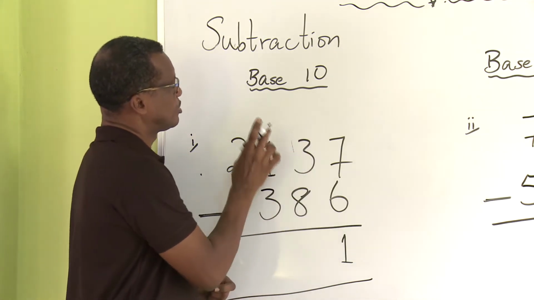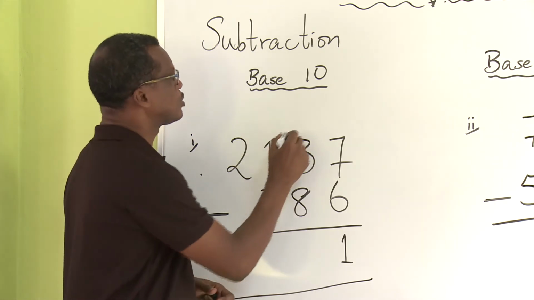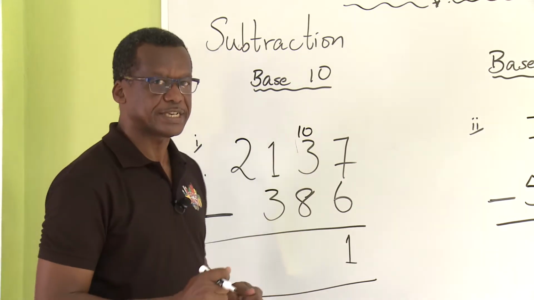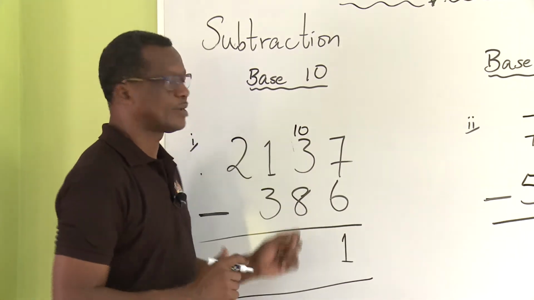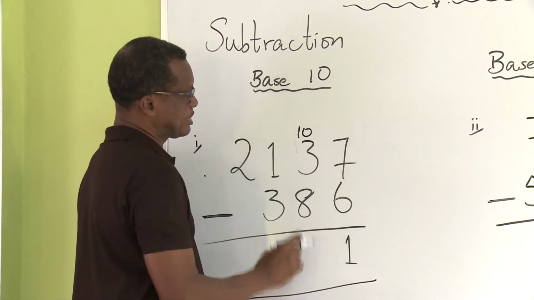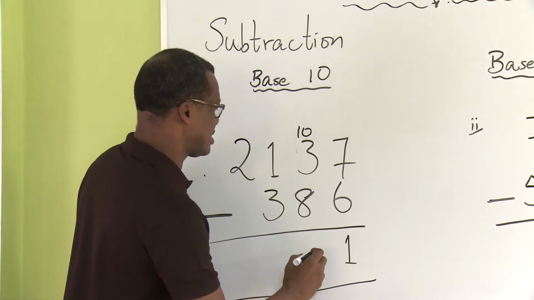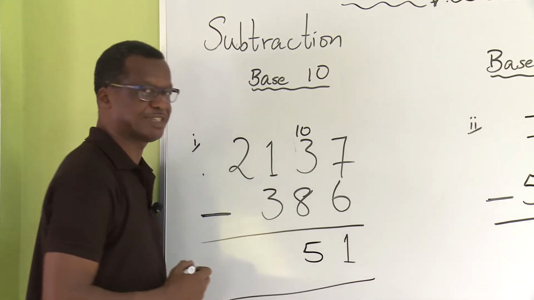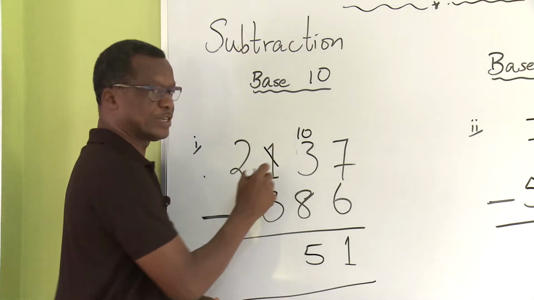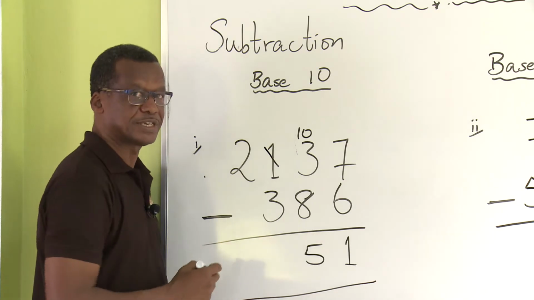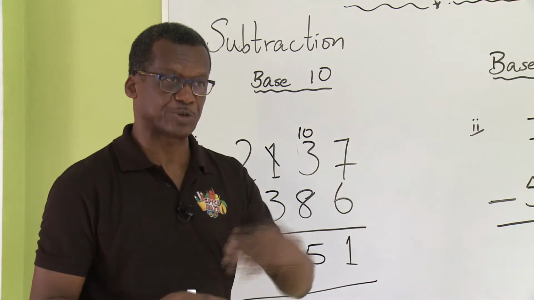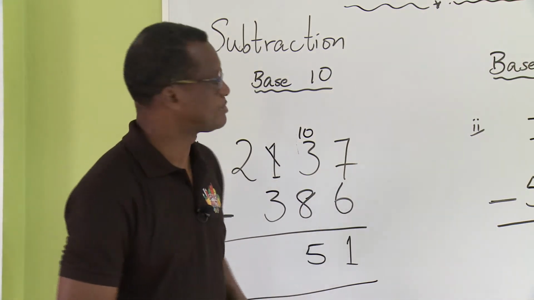We had to regroup one of the hundreds into 10 groups of tens, and that 10 groups of tens were added to the 3 groups of tens before the subtraction could take place. Now we can subtract 13 groups of tens, take away 8 groups of tens, gives me 5 groups of tens. Now remember, we regrouped this group of hundreds here, so we can put a cross on it. So there would actually be no hundreds, because that group was regrouped to be used in the tens column.